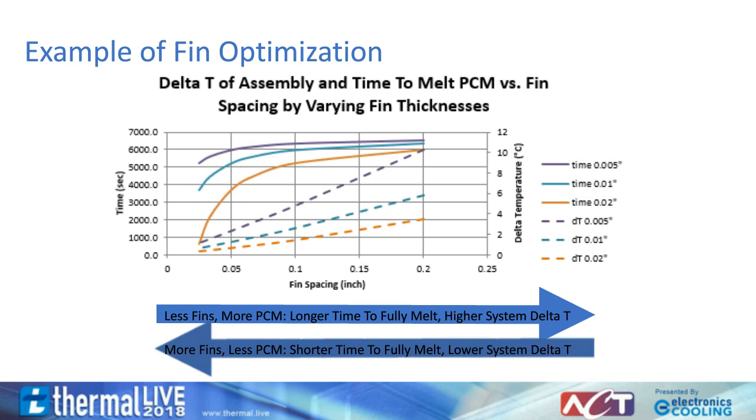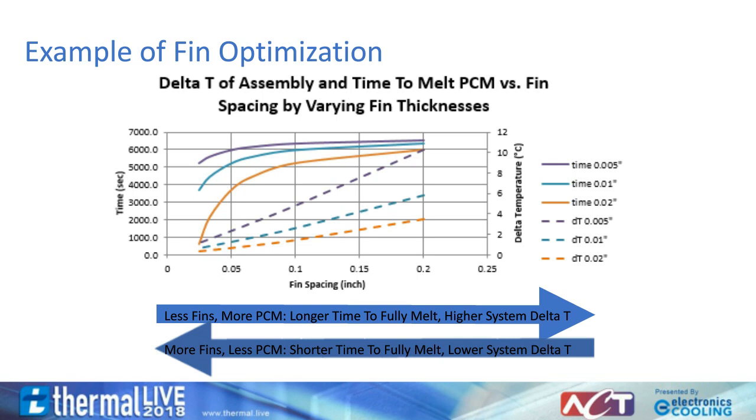Both curves are a function of fin spacing. As you can see, there's a trade-off between thermal storage capacity and delta T. As you add more fins, you reduce your thermal gradient, but displace more PCM, which reduces the thermal storage. A scenario with too few fins is shown toward the left side of the plot. At the other extreme, the spacing between the fins is large to maximize the volume of the PCM, but the gradients are large due to the poor thermal conductivity of the PCM. This occurs toward the right side of the plot.